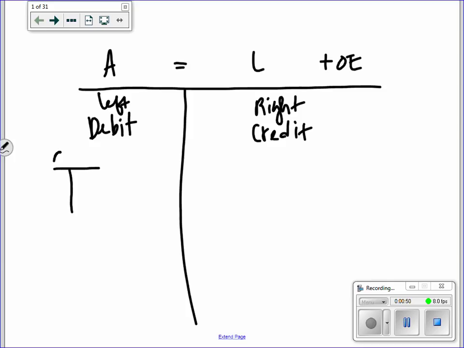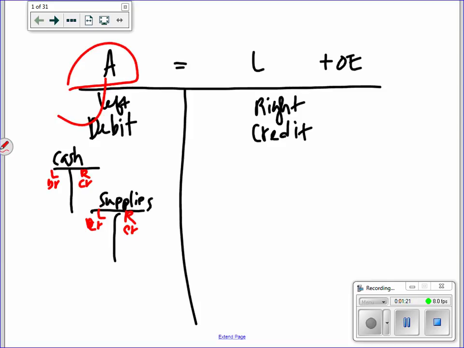Now, here's where things get a little dicey. As I start making baby T's, cash, supplies, I'll stop there, but could I keep going? Yeah. I see more baby T's. But you know what? They have a left and a right side, which means debit, credit, okay? So that's not any harder than the big T. It's just that they're little baby T's underneath the asset umbrella.